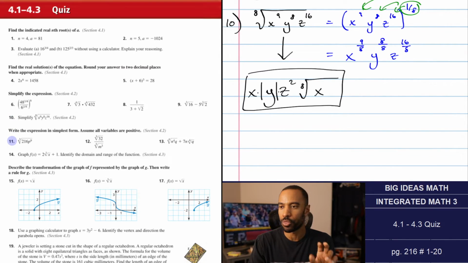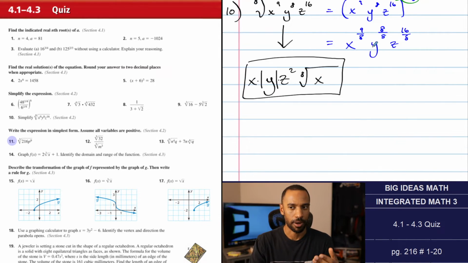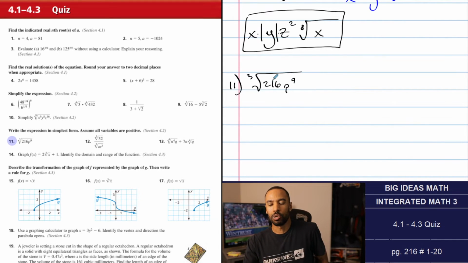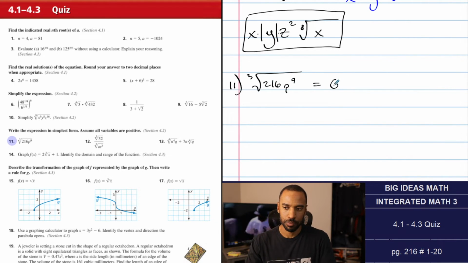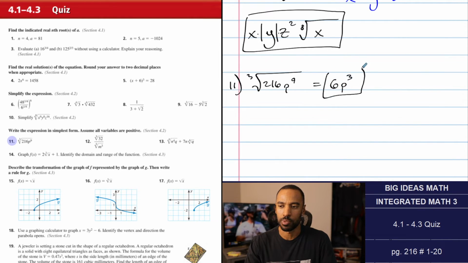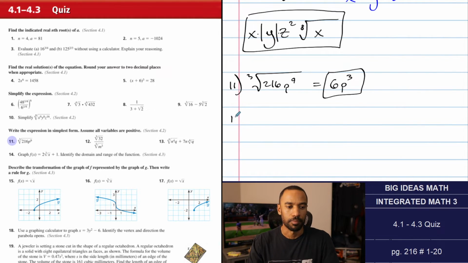Numbers 11 through 13, this time we assume the variables are positive. All right. So on number 11, we have the cube root of 216 p to the 9th. The cube root of 216 is 6. And for the cube root of p to the 9th, you divide 9 by 3, as you just saw before. So this is going to be p cubed. It's 6p cubed. That's it. Number 12.